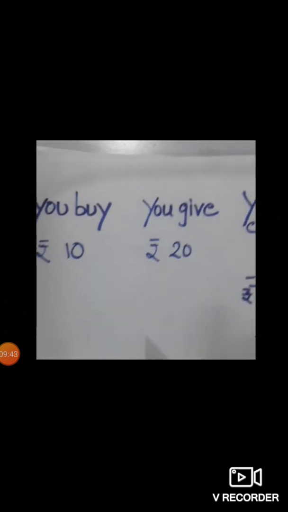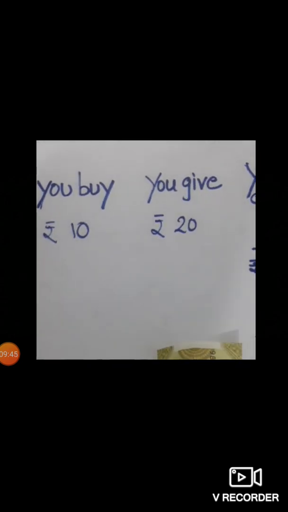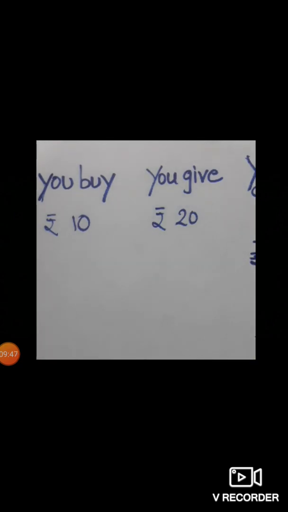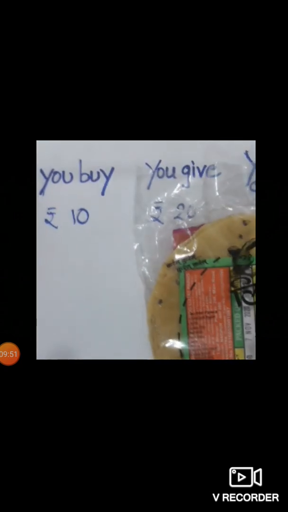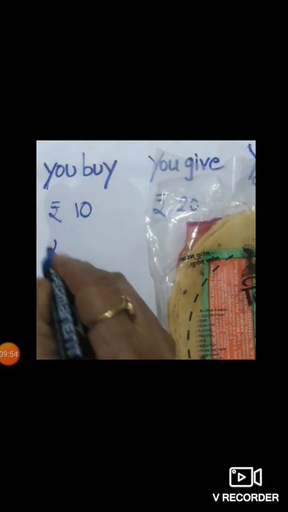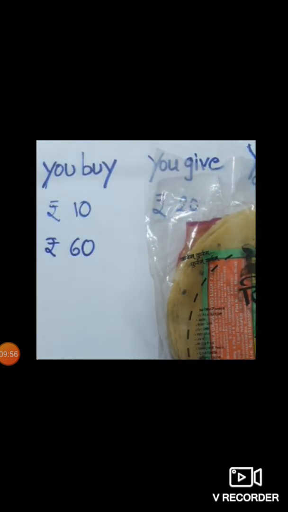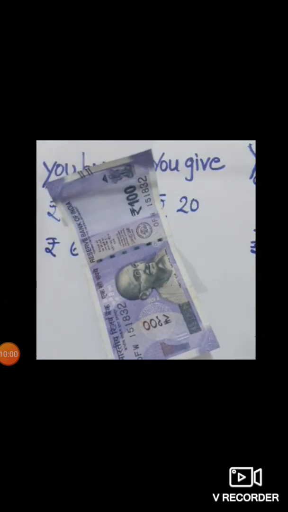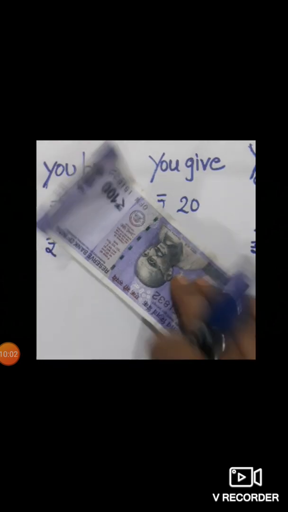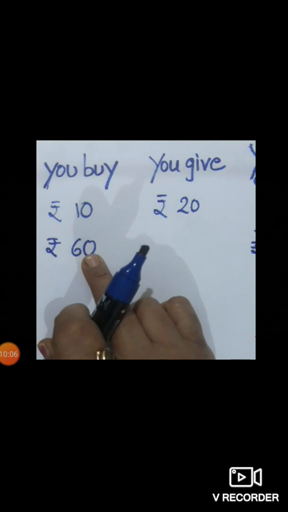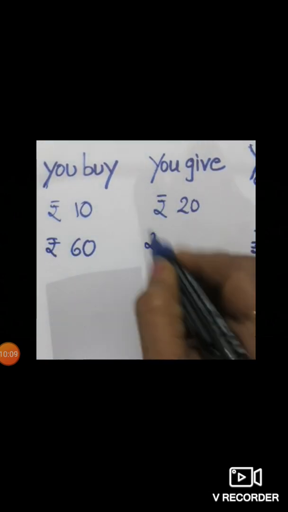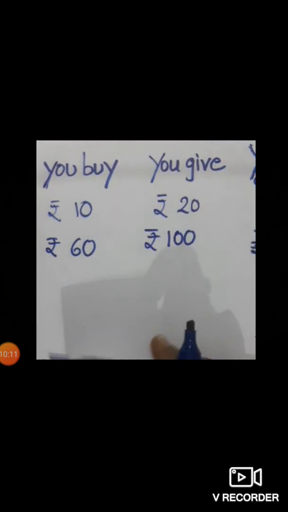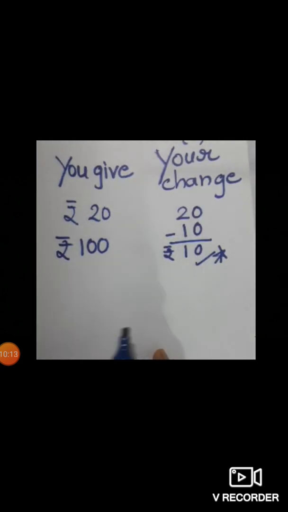Done? Okay, good. Now children, you want to buy this papad. This is for 60 rupees. Okay. Now, but you have 100 rupees. You don't have change. So you gave, how much you gave? You buy an item of 60 rupees. You gave 100 rupees to the shopkeeper. Okay. So what will be your change?